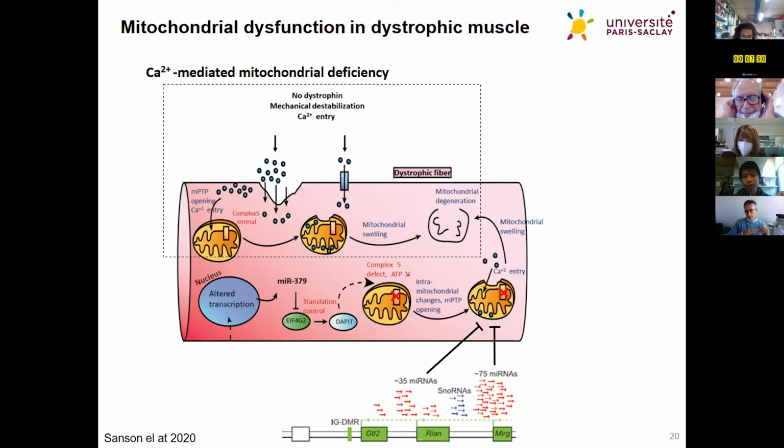So the question is more about the calcium. More about the calcium, you mean? More about the calcium. I'm looking at this cartoon I see over here, and I see a calcium entering pathway from the outside. I see also obviously calcium coming in through the damage of the membrane. The membrane is really damaged.